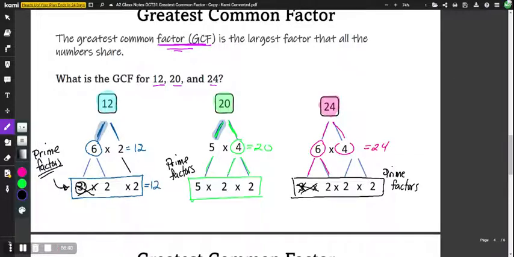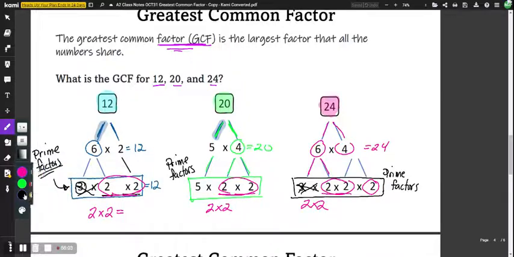Now, how about 2? Well, there's a 2 and another 2. The prime factors of 20 also have two 2's, and the prime factors of 24 also have two 2's. We've got this extra 2 in 24, but we at least have two 2's in common for each of these numbers. And because of that, our greatest common factor is 2 times 2.